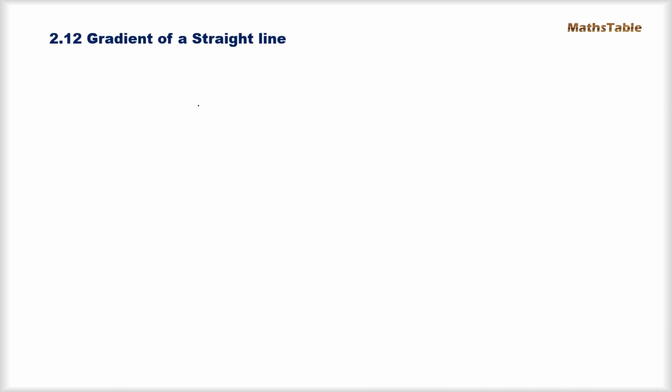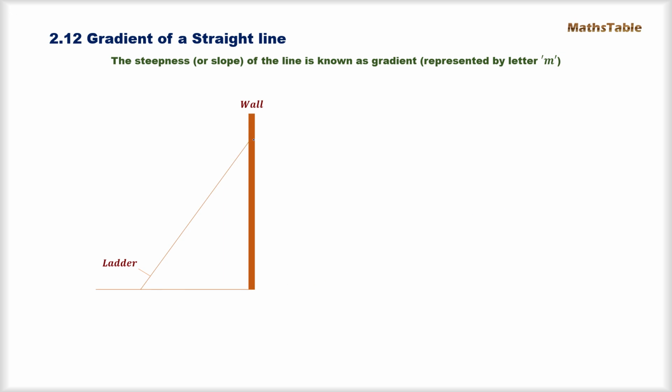Now let's move on to the next section about the gradient of a straight line. Gradient in simplest terms is the steepness or slope of the line, and it's commonly represented by a small letter m. To better understand the concept of gradient, we can take a simple example of a ladder leaning against a wall. Suppose that a person has to travel up the ladder from point A to point B. As he starts moving up the ladder, we notice one thing very clearly, that he's not just moving up, but he's also moving closer to the wall as he goes from A to B.